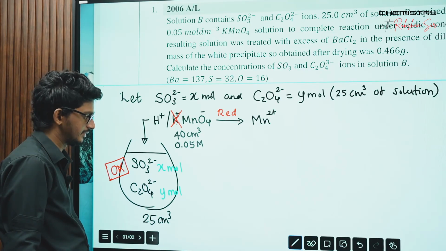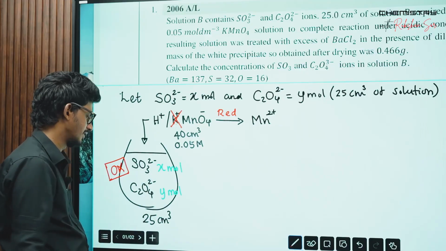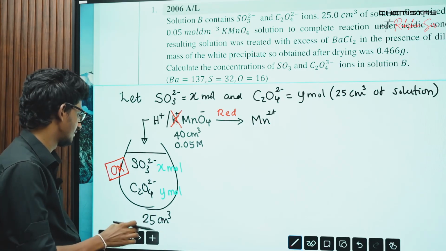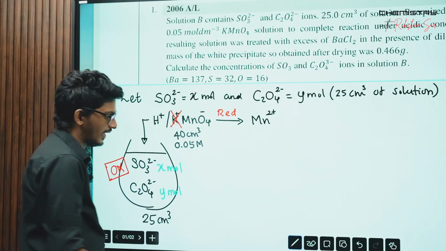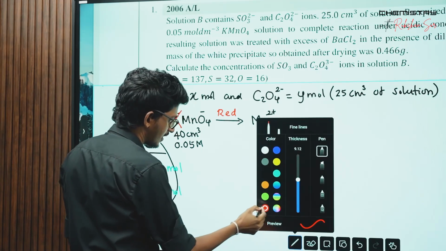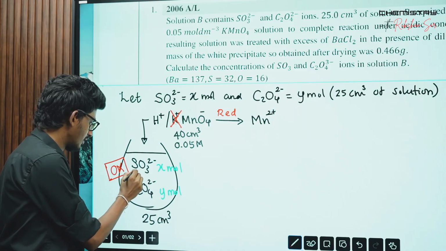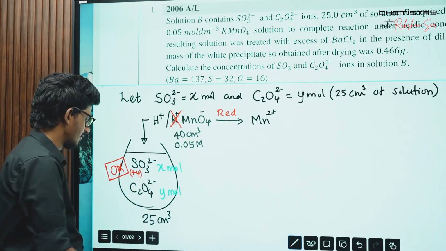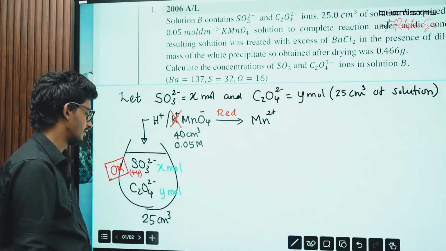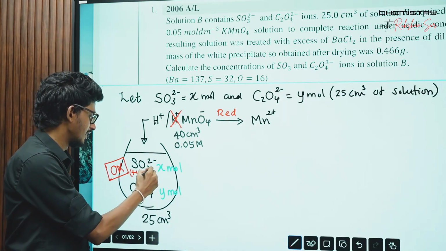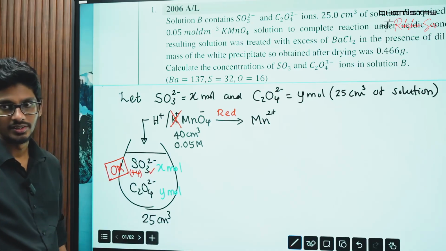Now you have to select, right? SO3 2 minus. Can it get oxidized? Is it at its highest oxidation state available? No. The highest oxidation state of sulfur is actually plus 6, but here your sulfur is in the plus 4 oxidation state, right? It is not its highest oxidation state available, so it can get oxidized. So there is a reaction between MnO4 minus and SO3 2 minus.